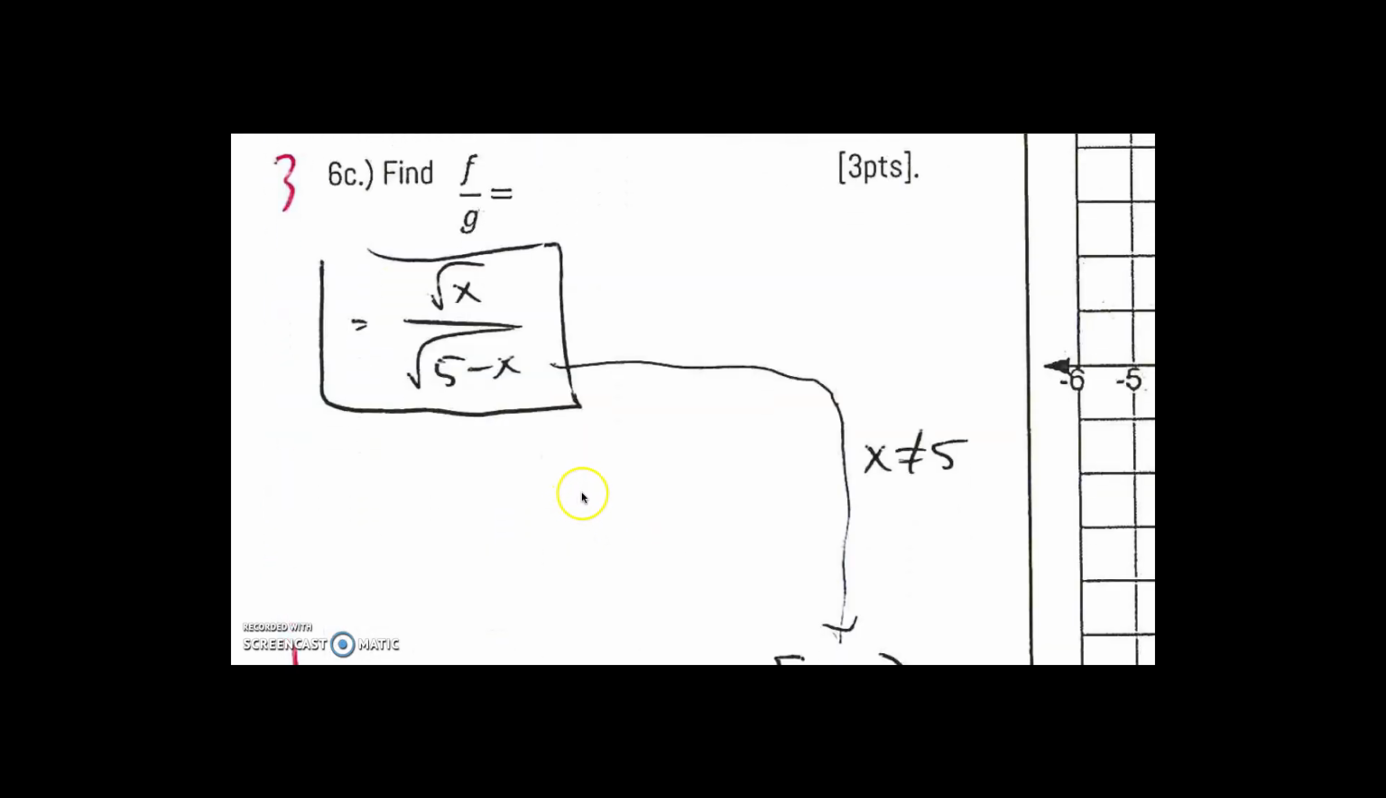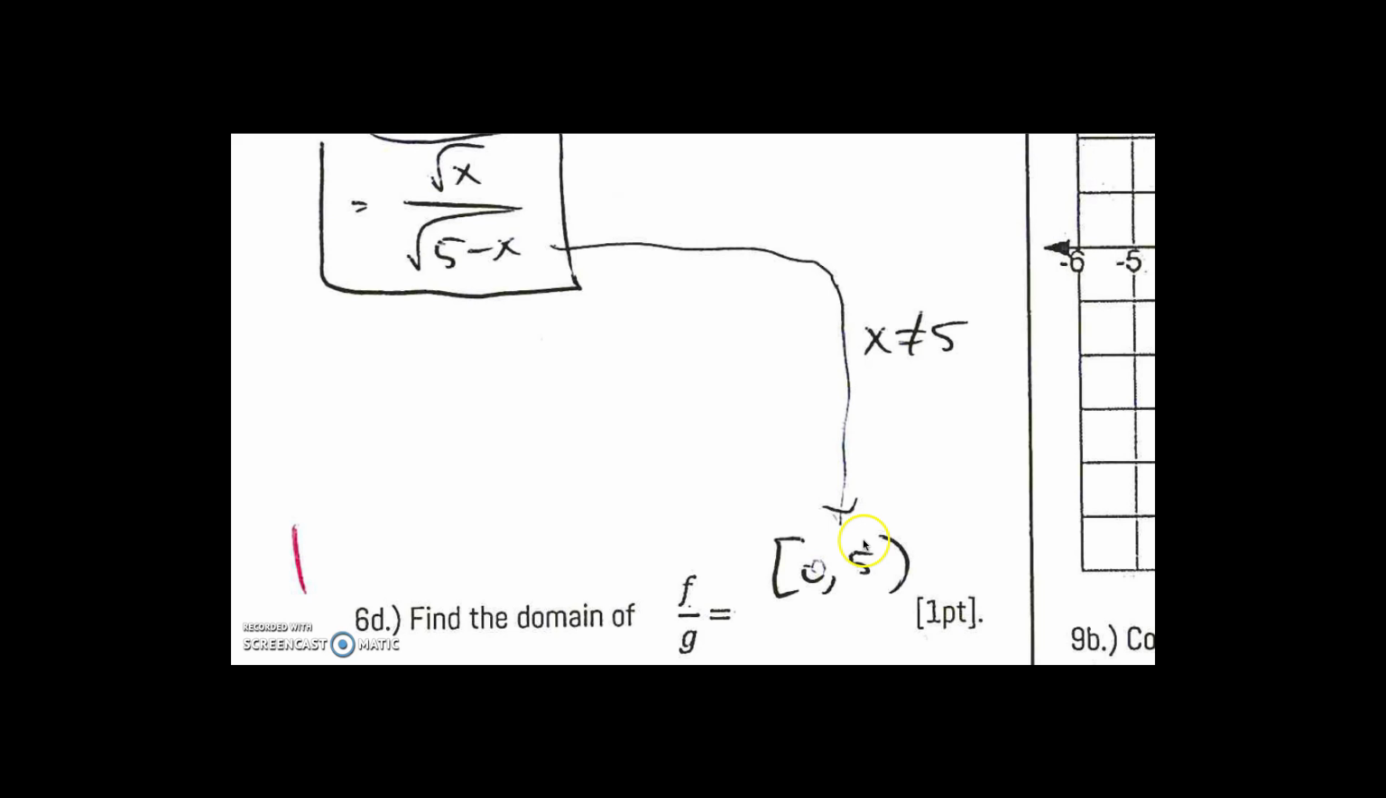Question number 6c, f divided by g. So I just substituted in there. Don't be tempted to cancel your x's. In order to get full credit, though, you have to also include its restricted domain, which is x cannot be 5, because if you put in 5 here, 5 minus 5 is 0. Anything divided by 0 is undefined.